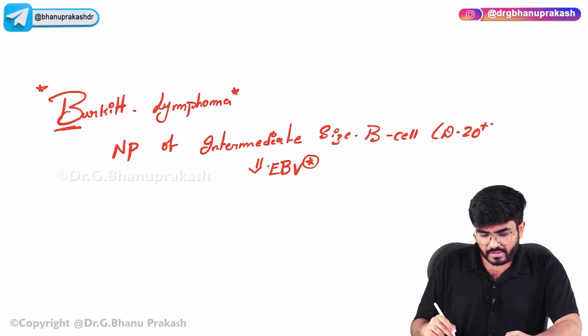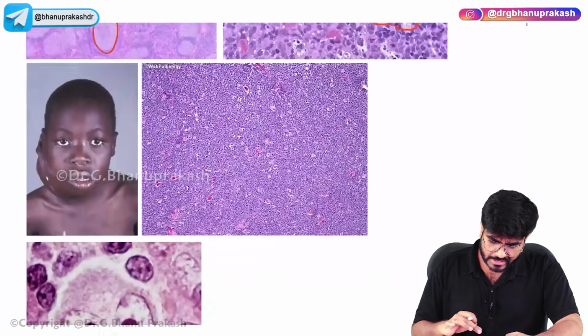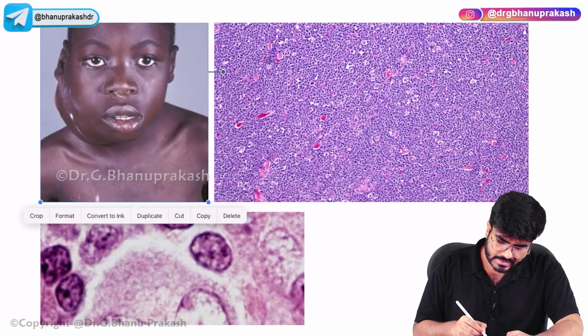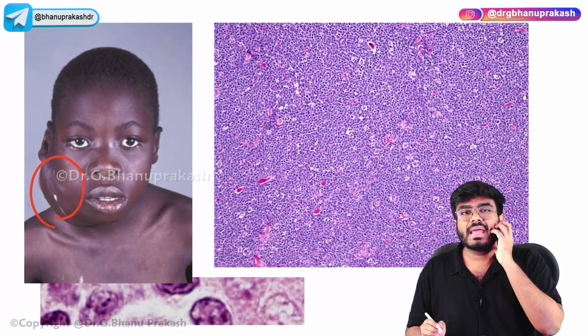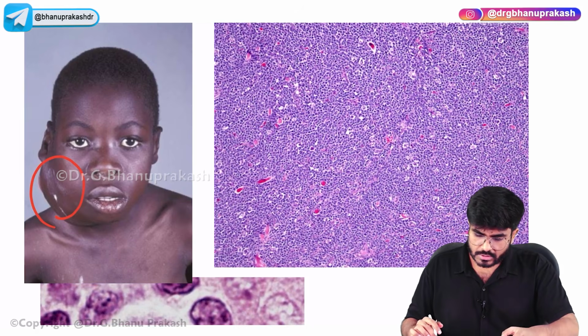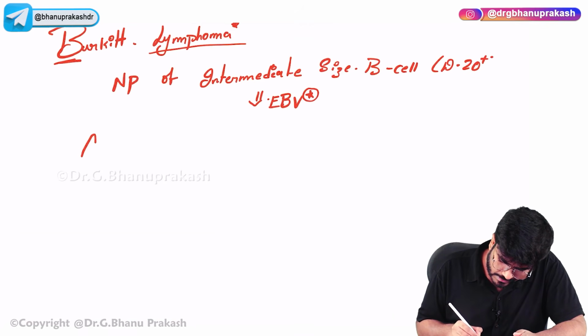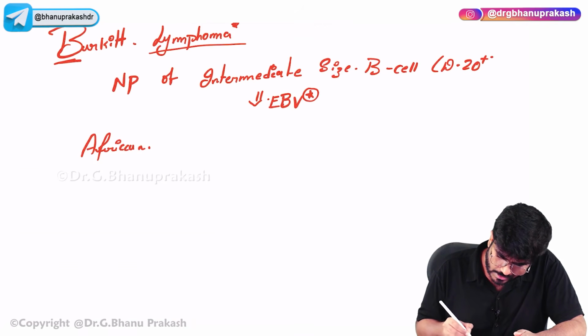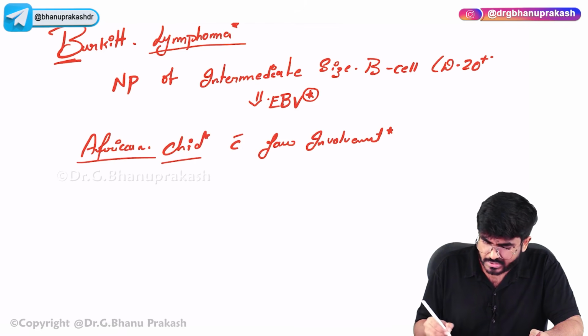See, if they want to ask a question on Burkitt's lymphoma, most of the time they will say an African child who is having lymphadenopathy, an enlargement of the jaw. So what exactly is happening? Let's see the important points. Let me write here. It's seen in an African child with jaw involvement, which is called the African variety.